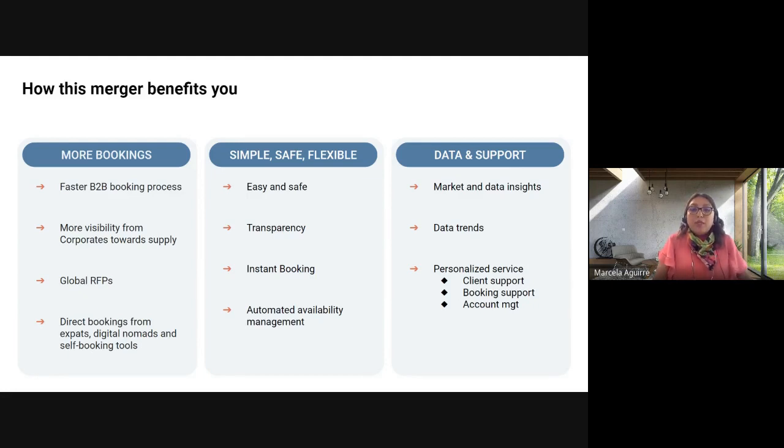In terms of support, there is not going to be only client support. There is going to be also support during the booking process for both B2B and B2C, and there is going to be account management support. So all the parties involved in this new ecosystem are going to be supported by different teams within Homelike.